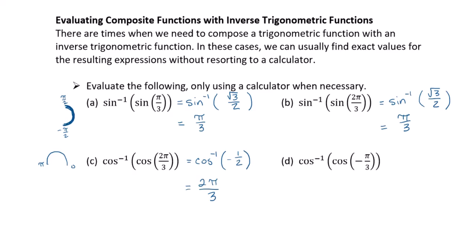Here, the inverse cosine of the cosine of negative pi over 3. I'm going to work on the inverse cosine being outside, and I can evaluate the cosine of negative pi over 3. That's going to be a positive 1/2. Now, the inverse cosine of positive 1/2 means I'm trying to find an angle between 0 and pi where the cosine is 1/2. And that's going to be the angle of pi over 3.